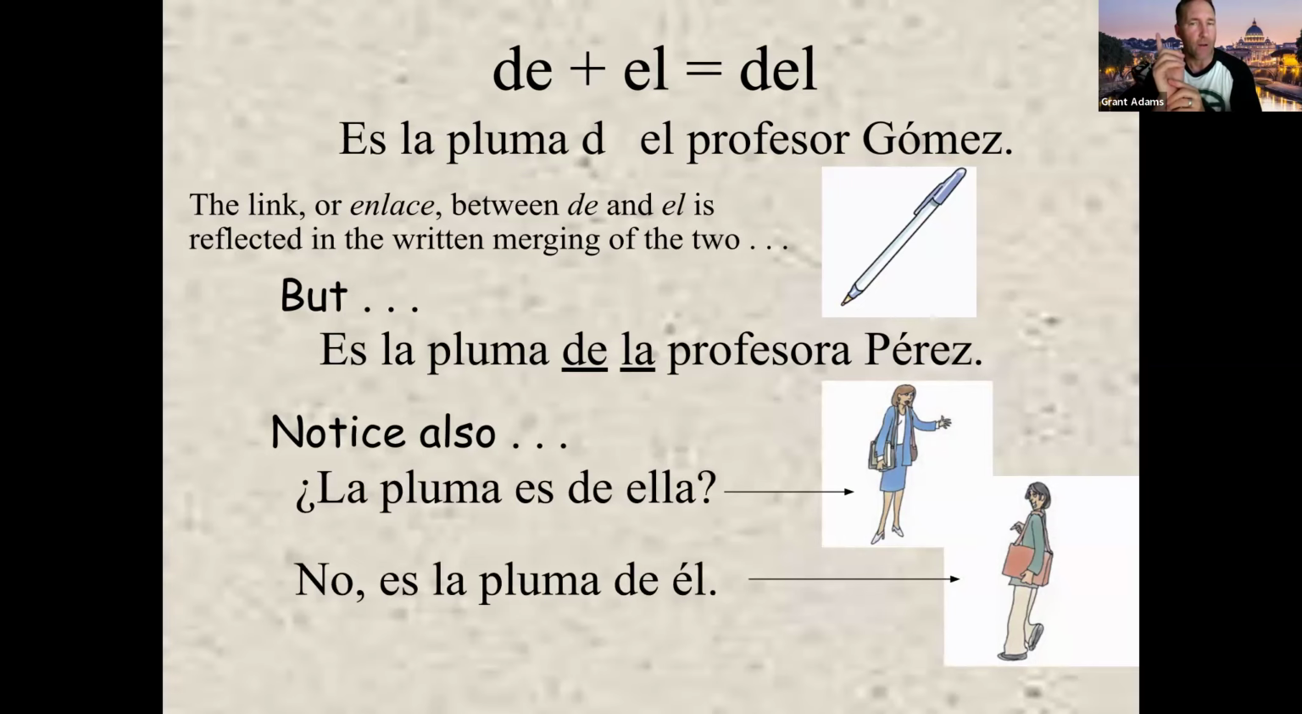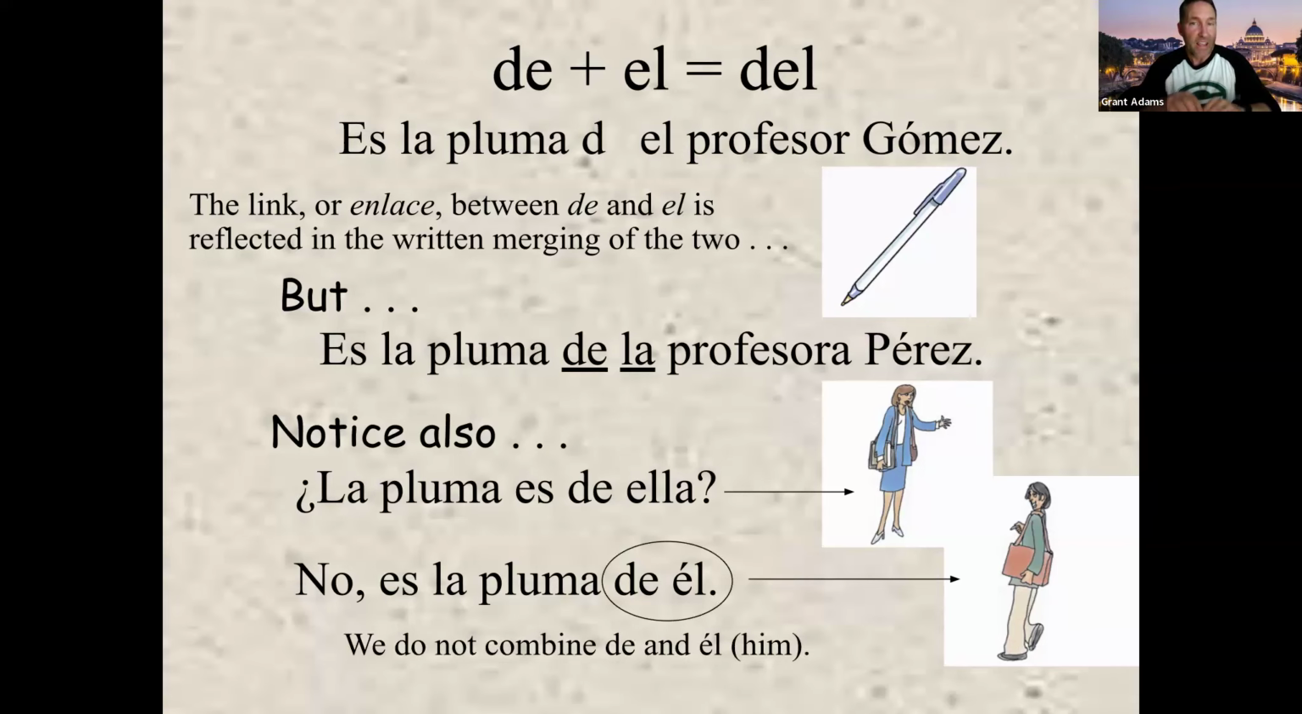Now, what's going on here? El profesor Gómez is the Professor Gómez. So I take de and el, del. But if I have the word he, I actually don't connect them. I keep them separate because I can't throw he, the pronoun, with that preposition. I can't smash those together. So no, es la pluma de él. De él. Isn't that curious? I wanted to point that out to you. Okay, excelente. I do need to fix this slide though.